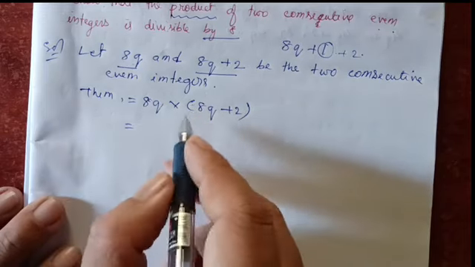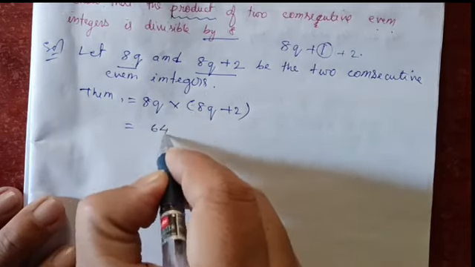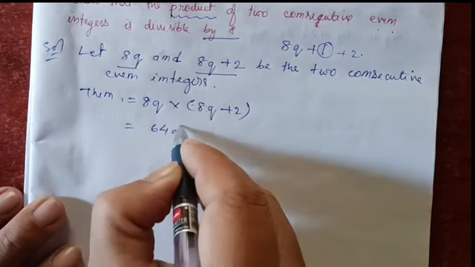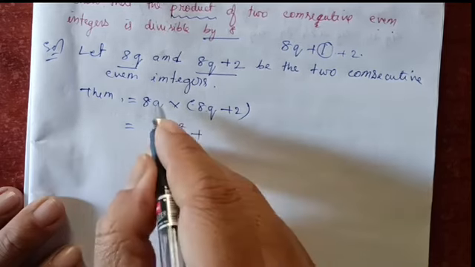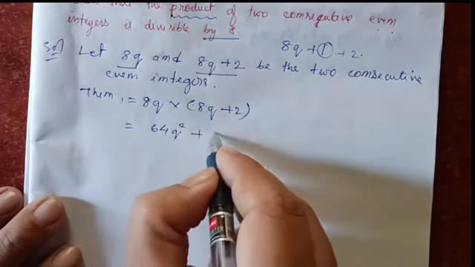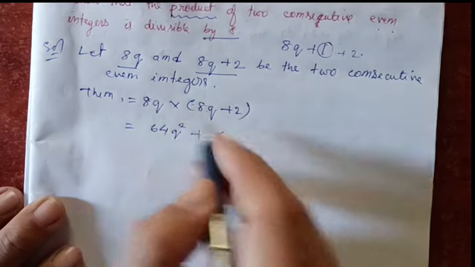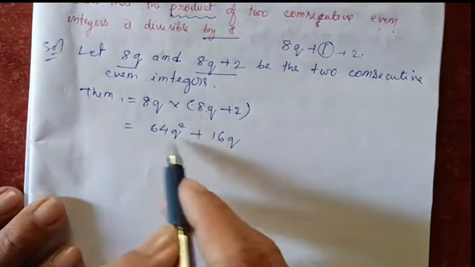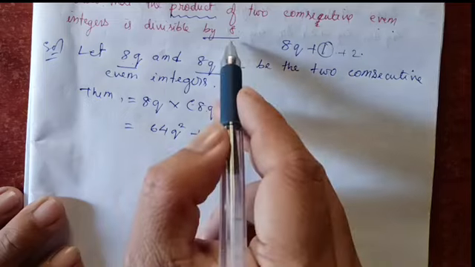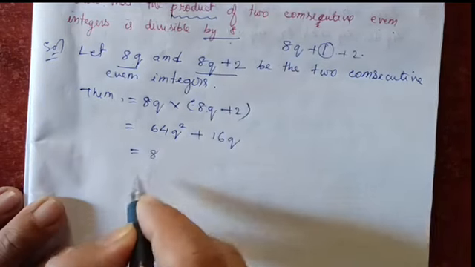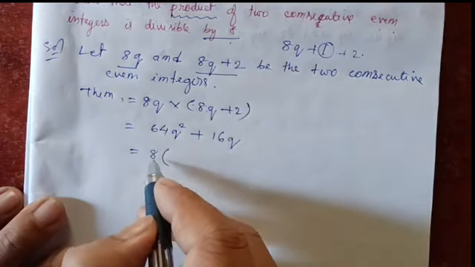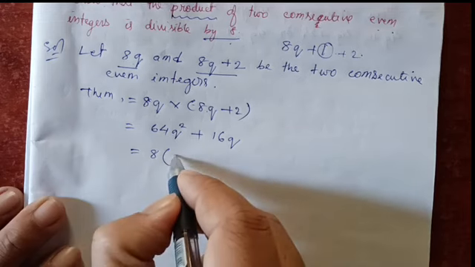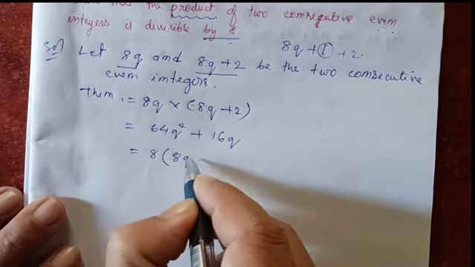Alright. Okay. 8 into 8 is very easy. 64. q into q, q square. Alright. 8 into 2, 8 2s are 16. So we have q again. Okay, this product should be divisible by 8. So if 64 is divided by 8, 8 8s are 64.